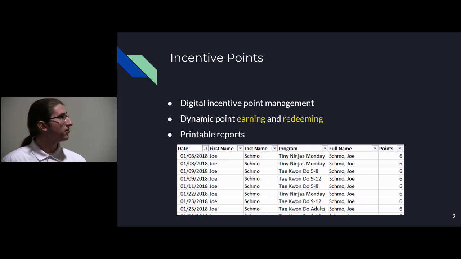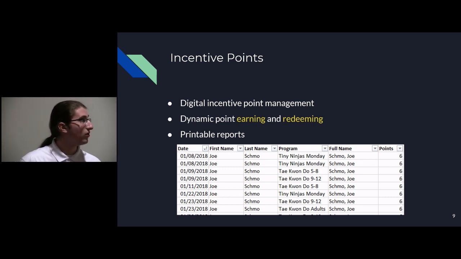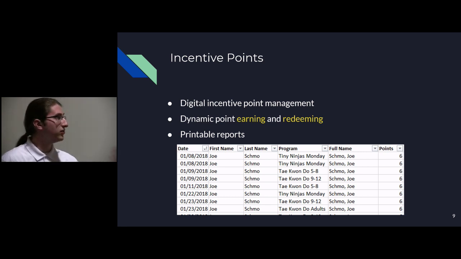So the key point to this was before it was tracked inside of an Excel sheet, and now they'll be able to earn these just by checking in through the system, and the redemption is handled through an administration page.